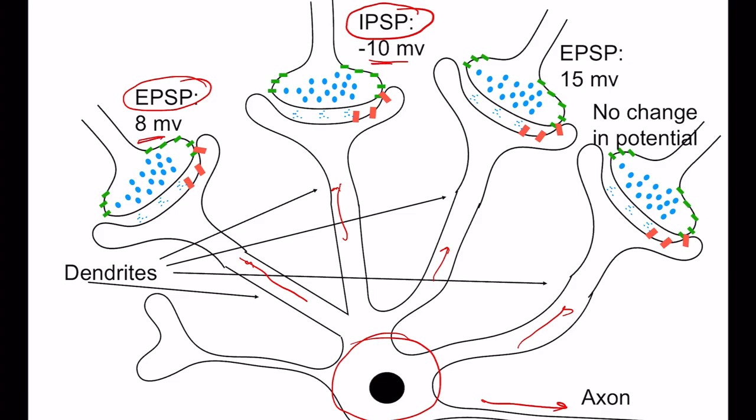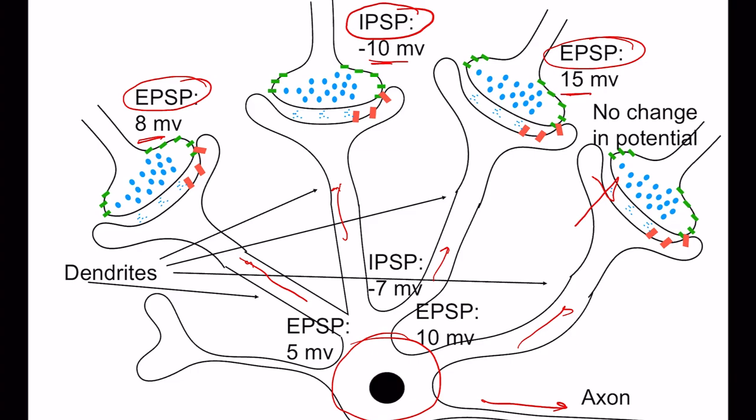Then there may be another synapse where EPSP is 15 millivolts. And maybe another synapse which is not active, and in that case there will be no change in potential. Now, because these potential changes travel with decrement, by the time they reach the cell body, IPSP from minus 10 millivolt has become minus 7 millivolt. EPSP from 8 has become 5 millivolt. And similarly, EPSP from 15 millivolt has become 10 millivolt.